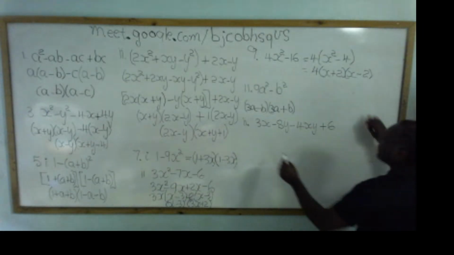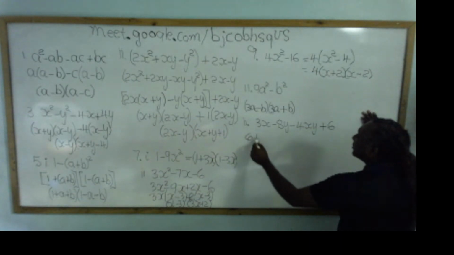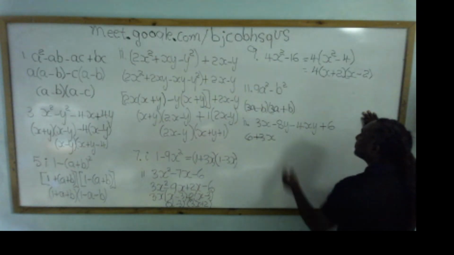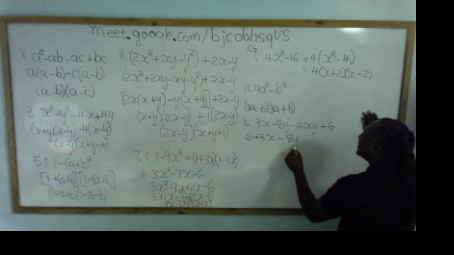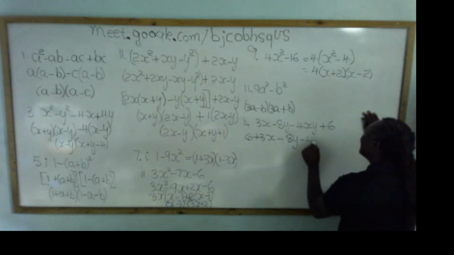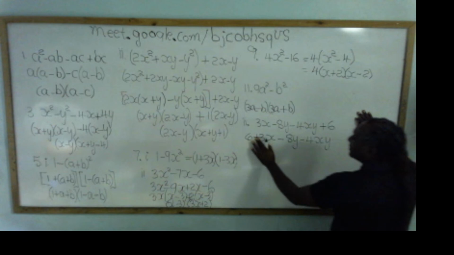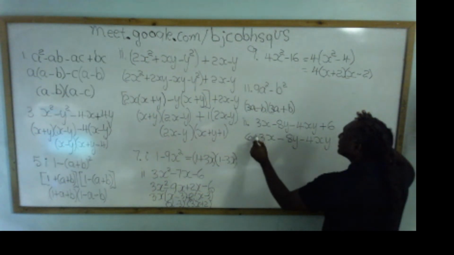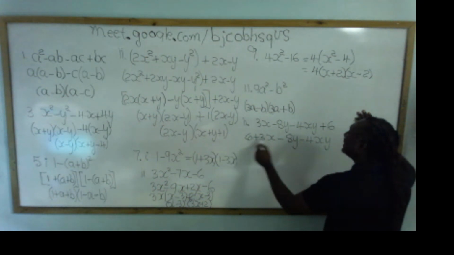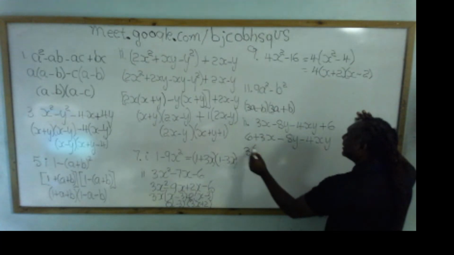So we put this 6 at the front and we have 6 plus 3x minus 8y minus 4xy. And then, of course, it will work. What's common in these two? 3. Then we have 3 into 6 is 2. The 3's will cancel there.